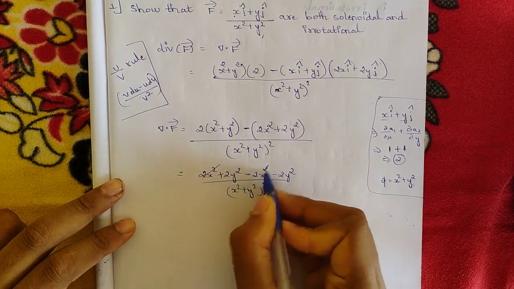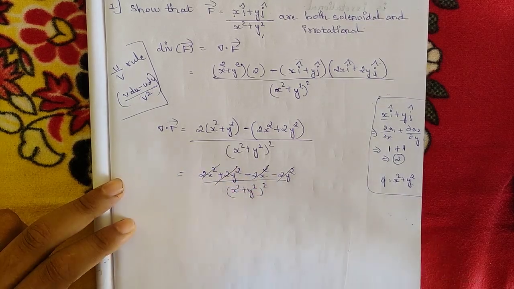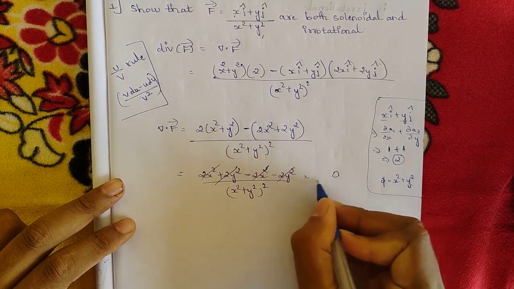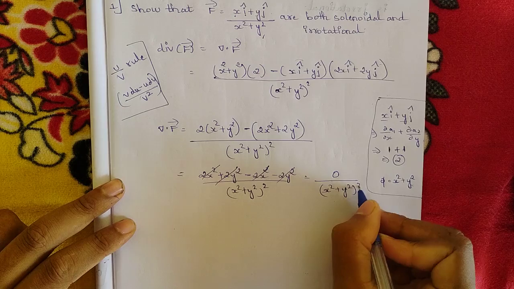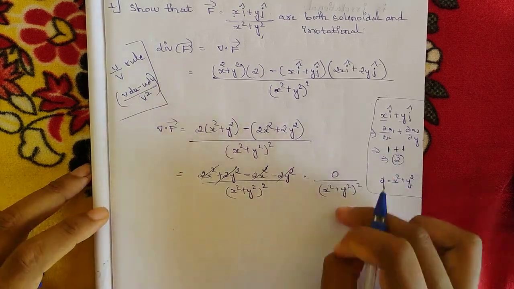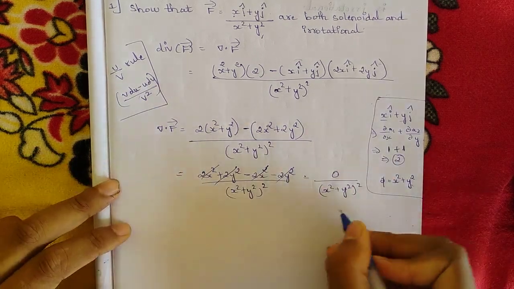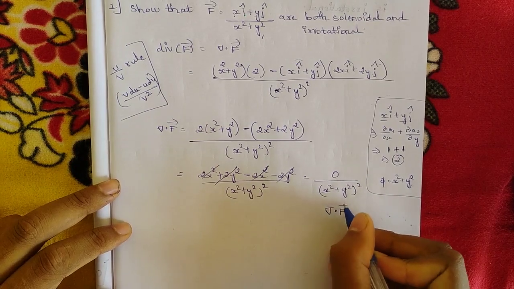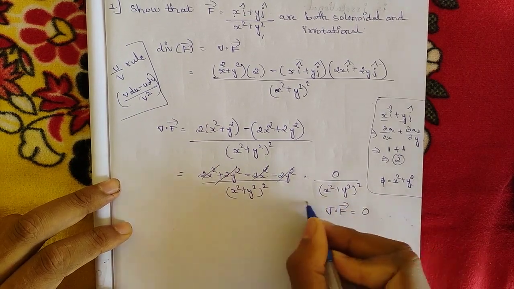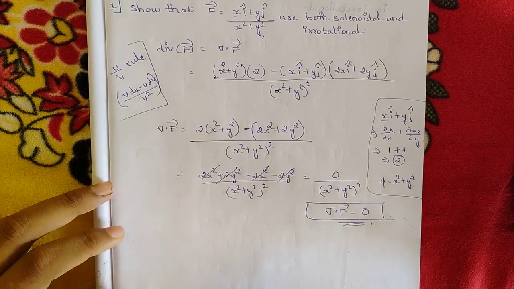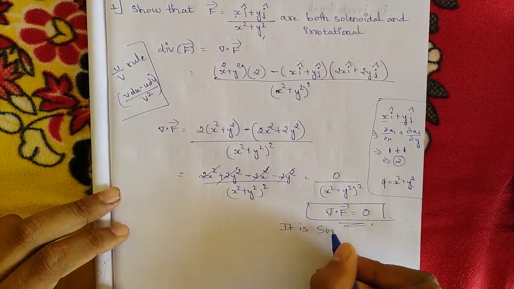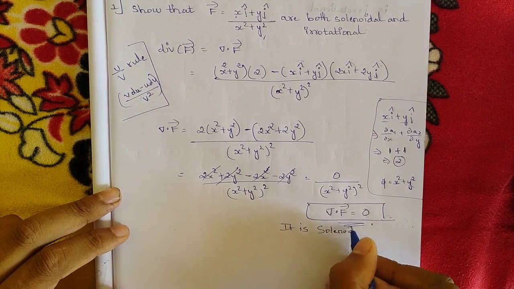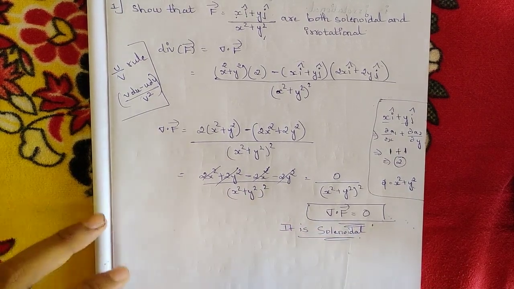Now 2x square minus 2x square gets cancelled, 2y square minus 2y square gets cancelled, and we are left with 0 divided by x square plus y square the whole square, right? Now 0 divided by anything is 0, so we can conclude that the divergence of f vector, that is del dot f, is equal to 0. So we can say that it is solenoidal. This is a simple way to solve this problem. Hope it is clear.